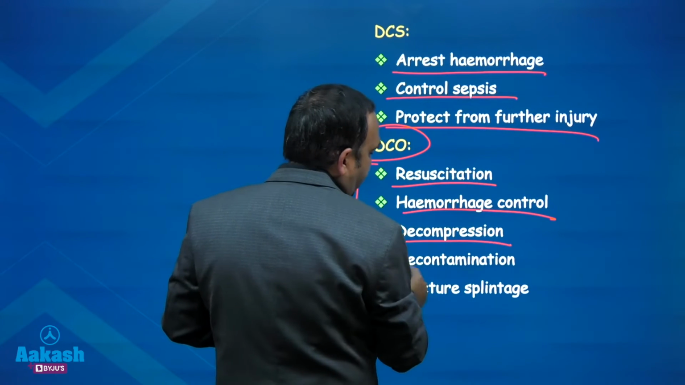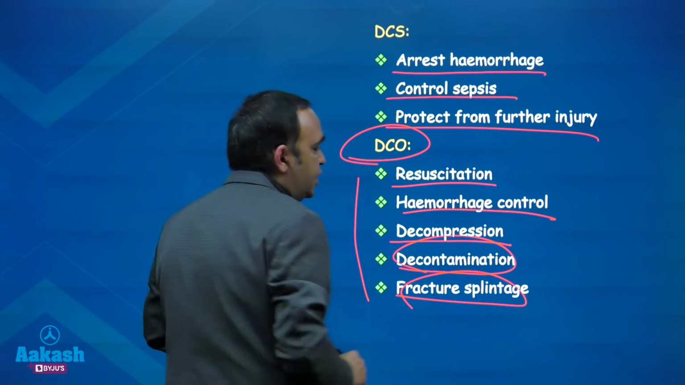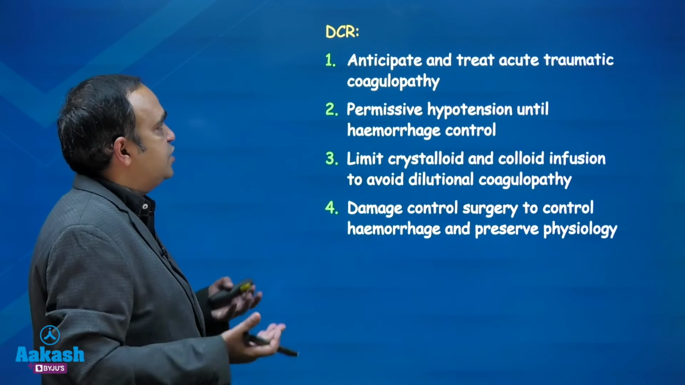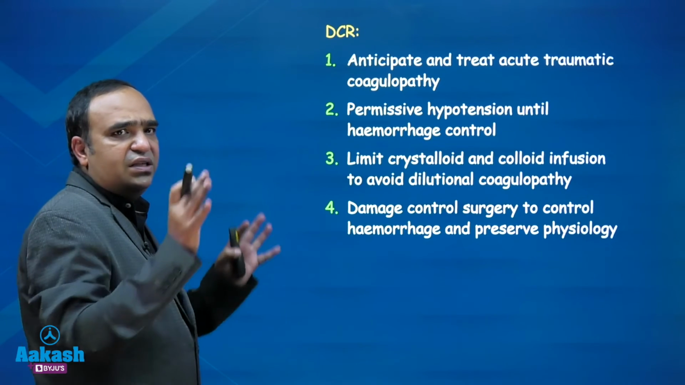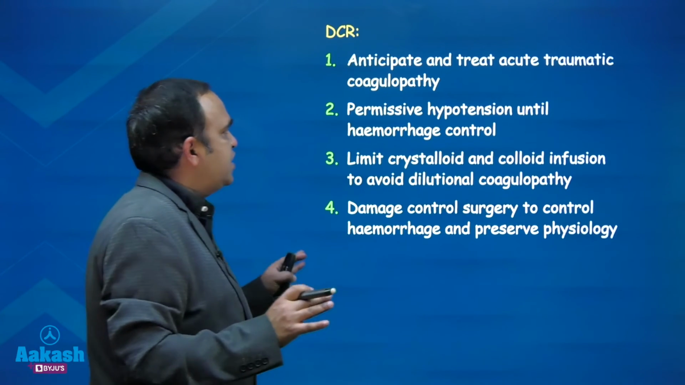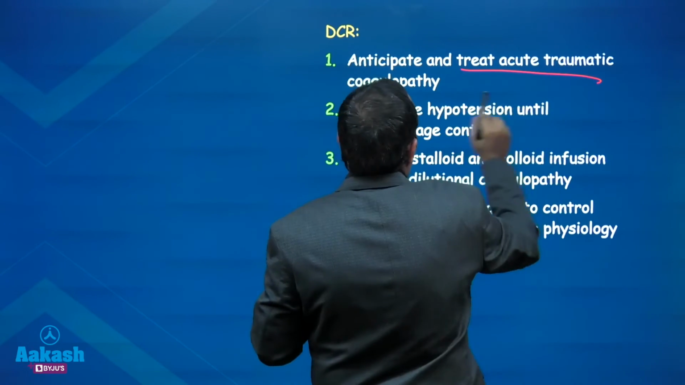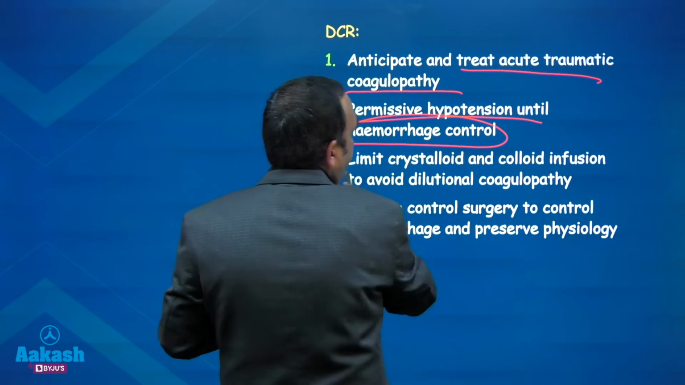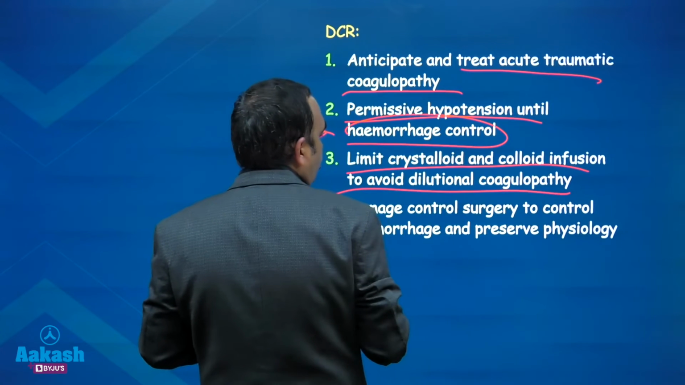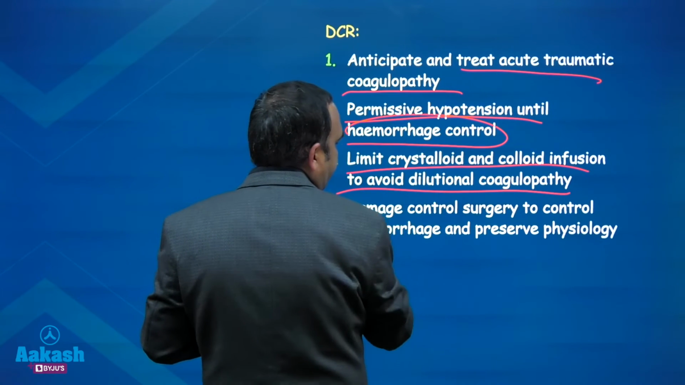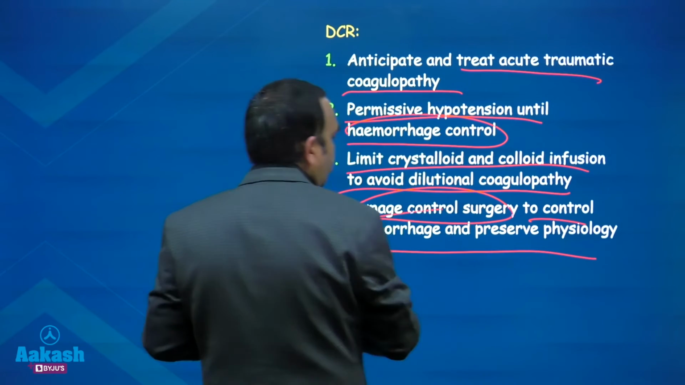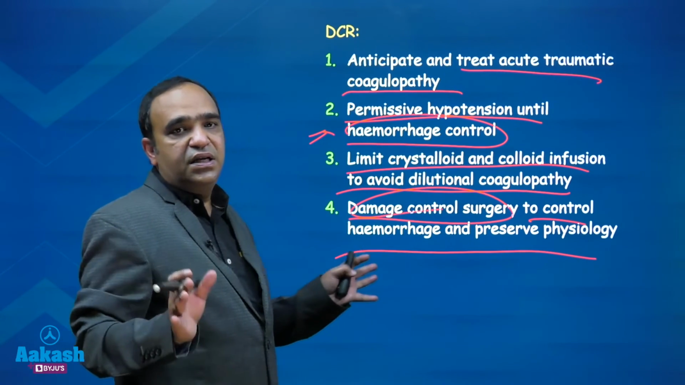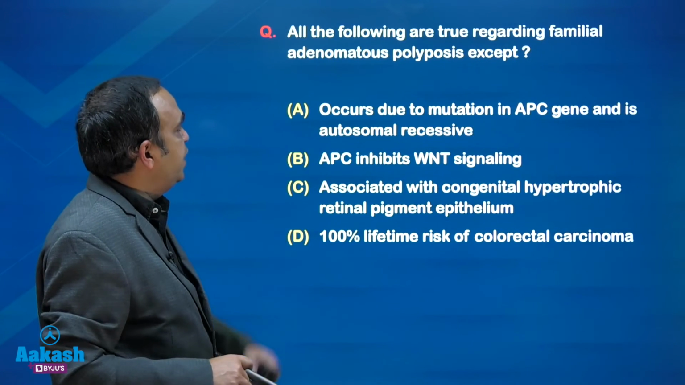Decompression is again similar. Decontamination and fracture splintage because it's orthopedics. Now DCR, damage control, so they are overlapping, only the terminologies differ, the steps are overlapping. So treat the acute traumatic coagulopathy, permissive hypotension until bleeding control, limit the use of crystalloids and colloids to avoid dilutional coagulopathy, and damage control surgery to control bleeding and preserve physiology. So the obvious answer, nowhere it is, it includes the definitive repair.